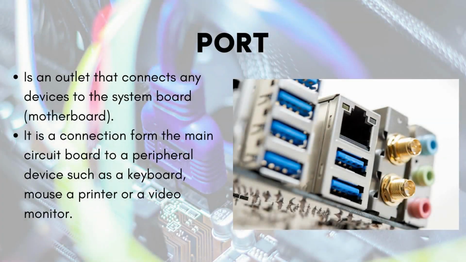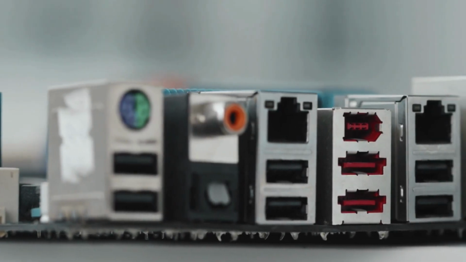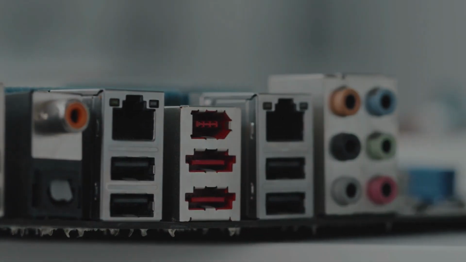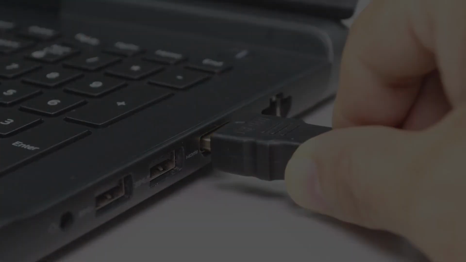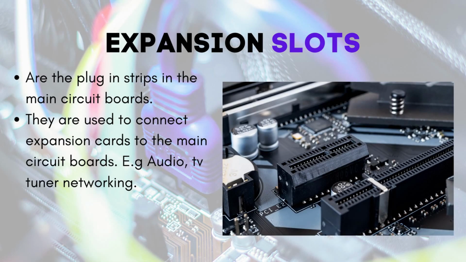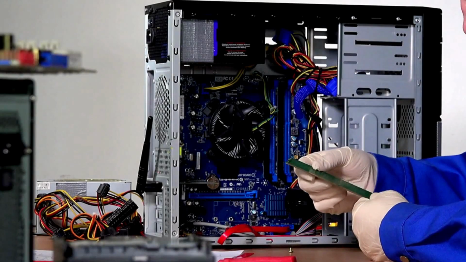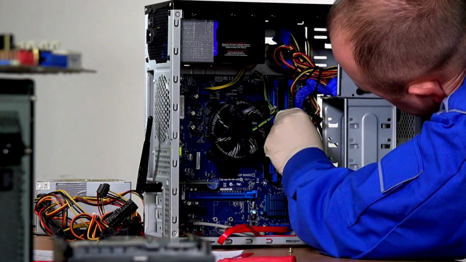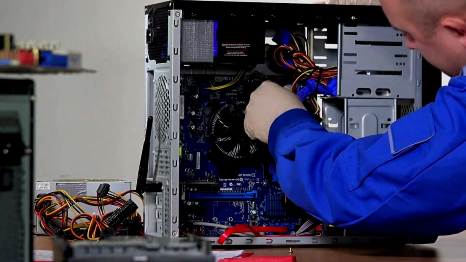A port is an outlet that connects any device to the system board, the motherboard. It is a connection from the main circuit board to a peripheral device such as a keyboard, mouse, a printer, or a video monitor. Expansion slots are the plug-in strips in the main circuit board. They are used to connect expansion cards to the main circuit board. Examples: audio, TV tuner, and networking.